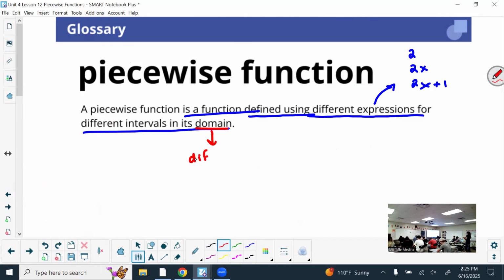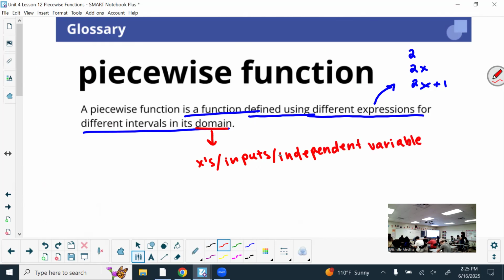So different x's, or actually I'm just going to put x's. The domain has all the x's. We also call the x's the inputs or the independent variable. They all are referring to the same thing. So when we talk about piecewise functions, we're saying for different intervals in the domain, they have different expressions for the outputs. Probably makes more sense when we have different rules for different parts of its domain.